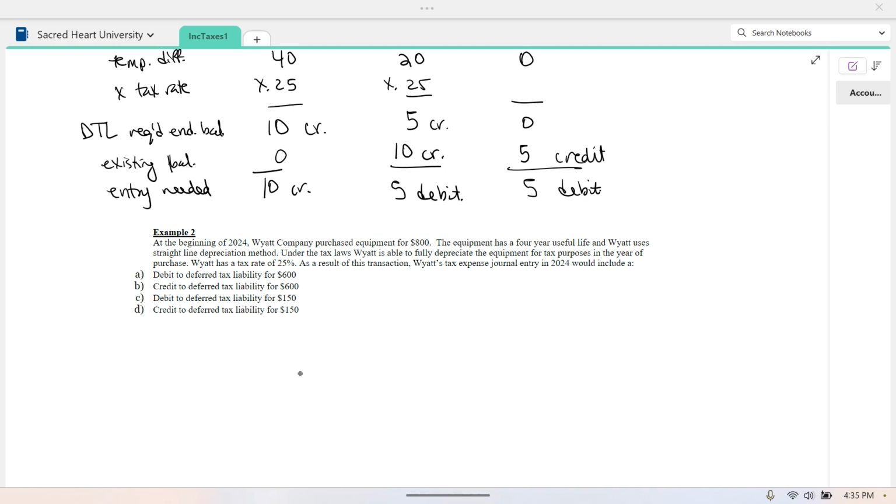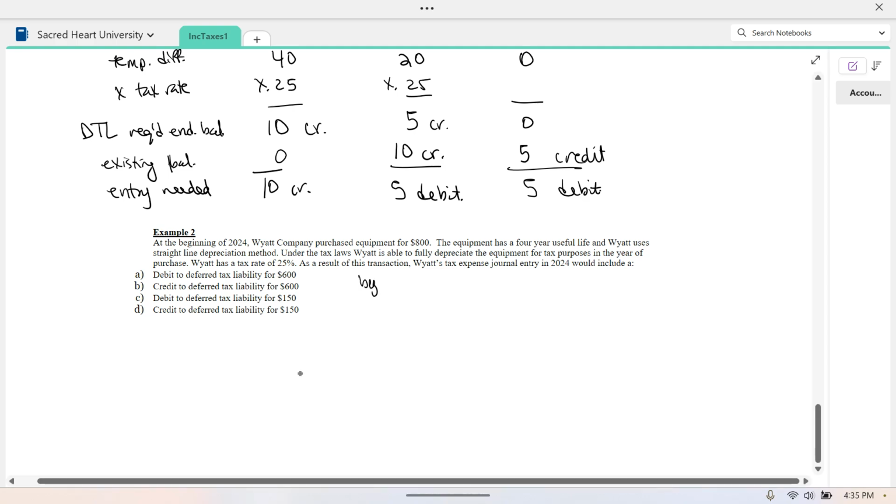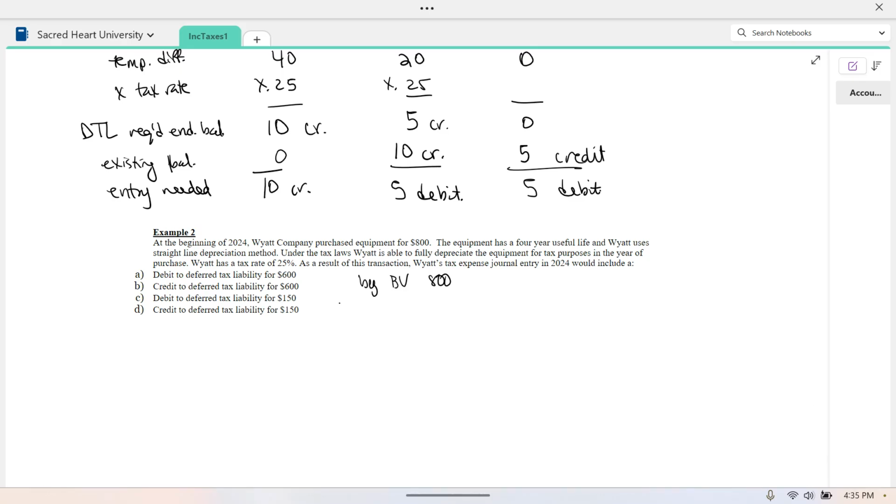All right, so we can start with a beginning book value of 800. We need to depreciate to get to the end of the first year, 12/31/2024. Let's look at the income statement depreciation expense for 2024. Subtract out 200, so we have a book basis of 600. We have a tax basis fully depreciated, so the tax basis is 0.